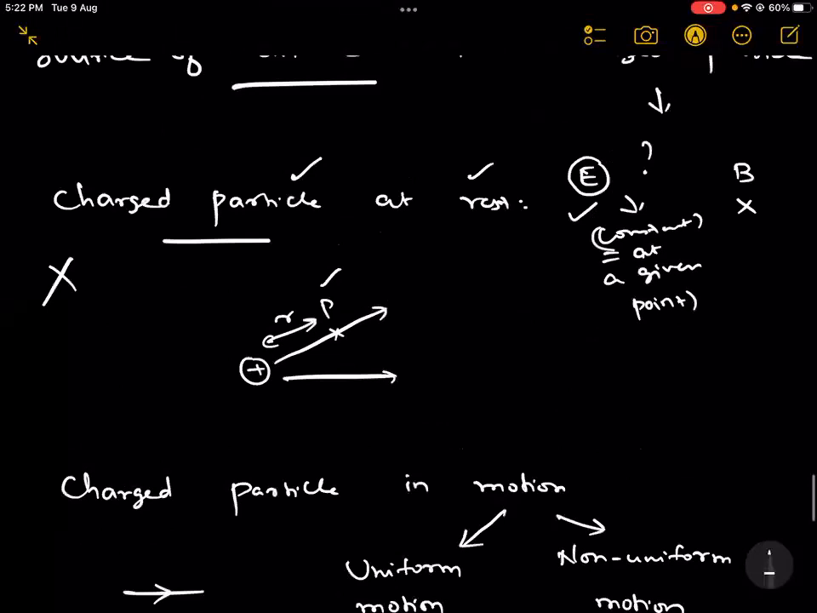When the charged particle is at rest, there will be an electric field getting generated, which is constant at a given point. Electric and magnetic fields together, electromagnetic field, both are almost the same. But generally, we don't call it an electromagnetic field. We either call it electric field or magnetic field. Electromagnetic waves, generally we call it.